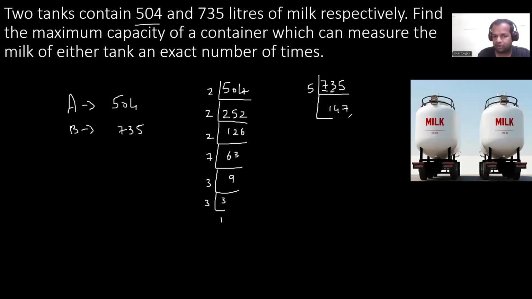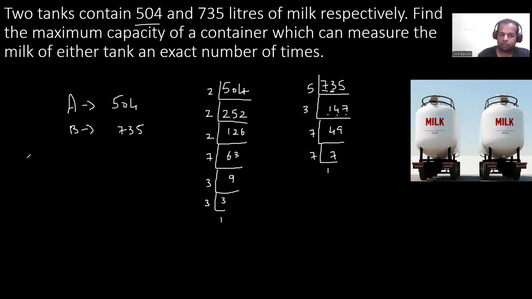Now again, 147 seems to be divisible by 3. How? Because the sum of digits, 1 plus 4 is 5, plus 7 is 12. 12 is divisible by 3, so the number will also be divisible by 3. This is the divisibility rule of 3. 3 fours are 12, and 3 sixteens are 48, so 49, and then 7 sevens are 49, 7 ones are 7. So we got the factors over here.